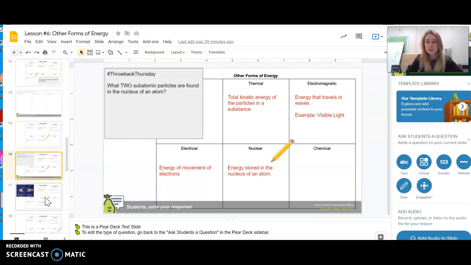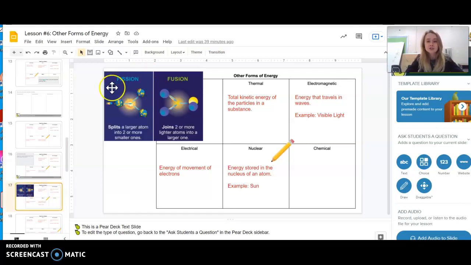Remember, subatomic particles are like protons, neutrons, electrons, which two are found in the nucleus. They are the protons and the neutrons. That's the answer. And there's two ways that this nuclear energy can be released, either by nuclear fission or nuclear fusion. Nuclear fission is when atoms are split, and this is what happens at nuclear power plants, and that's how we get nuclear energy. Nuclear fusion are when two atoms combine, and it releases a ton of energy. This is what happens in the sun.